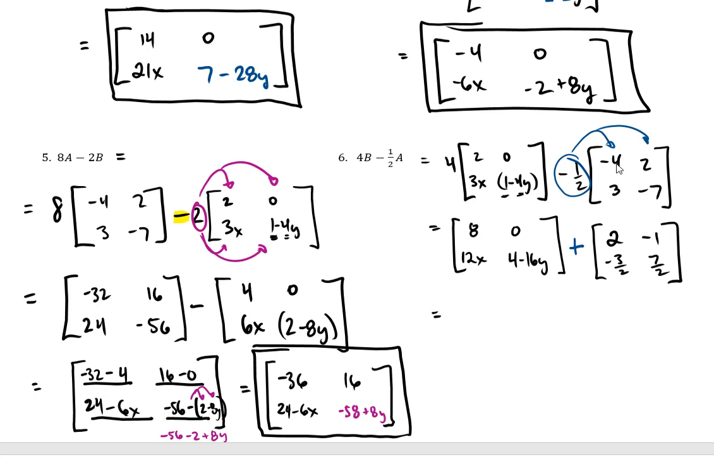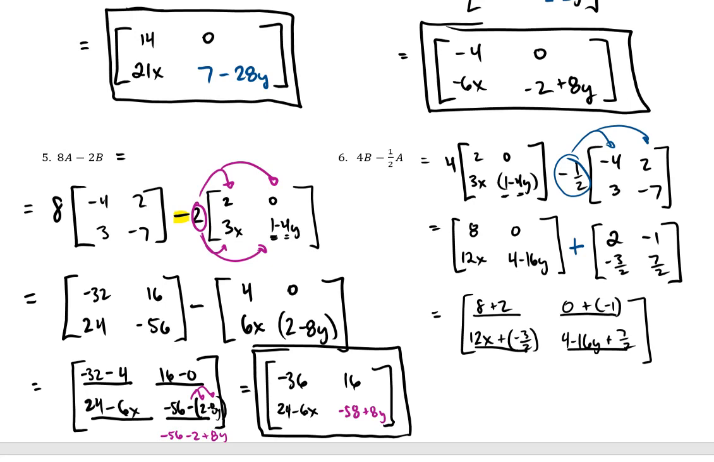And now from here, it's back to addition, where I'd want to make sure I've got, let's go ahead, I think this will give me plenty of room. And I'm just making sure I'm adding corresponding elements now. So 8 plus 2, 0 plus negative 1, 12x plus 2, or no, I was looking at the wrong one, 12x plus negative 3/2. Sorry, so make sure you are doing the right one. So 12x plus negative 3/2. And then 4 minus 16y plus 7/2.